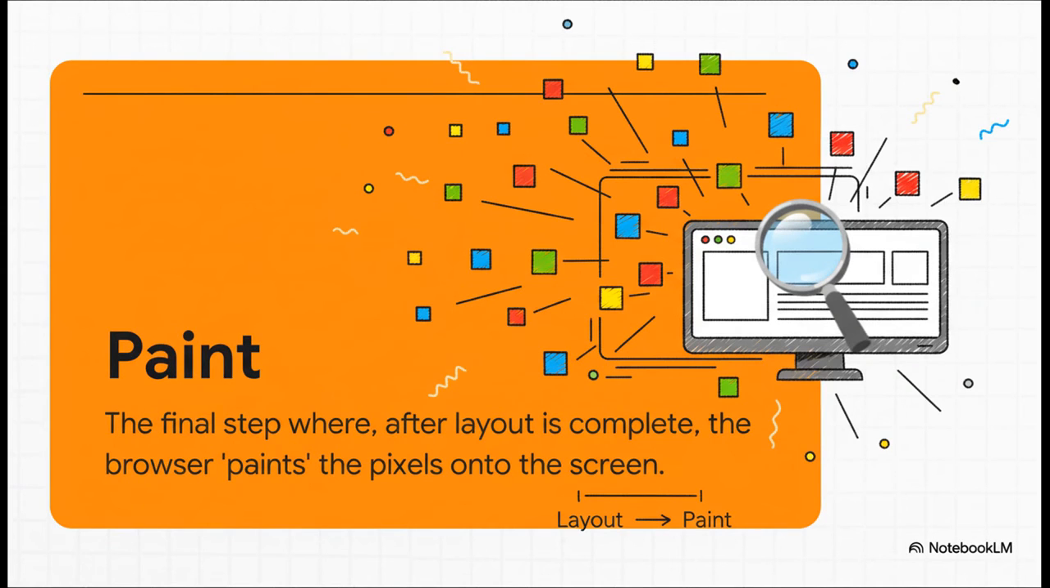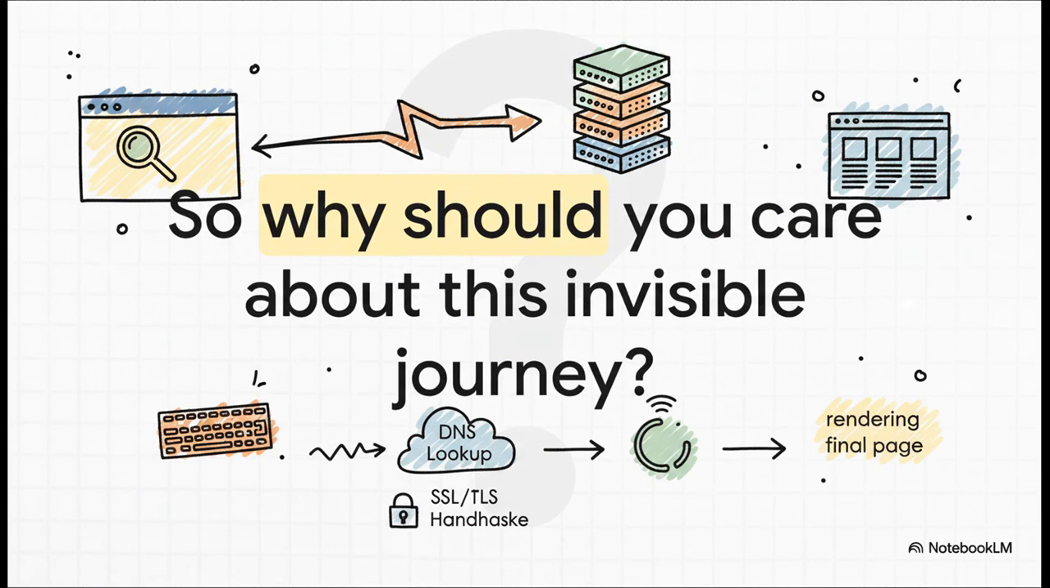And at long last, we get to the final step, paint. This is the moment we've all been waiting for. The browser takes all that layout information, all the calculations about size and position, and it literally paints the pixels onto your screen. And just like that, the website appears. It's incredible to think that this whole super complex journey happens in less time than it takes to blink. So that was a pretty deep dive, right? A lot of complex steps.